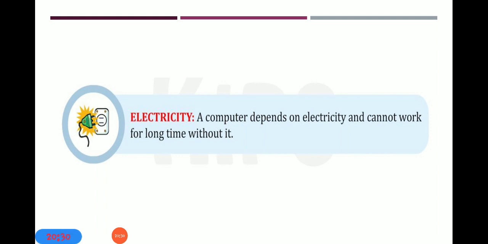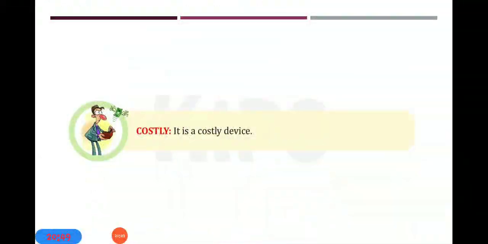Electricity. A computer depends on electricity and cannot work for a long time without it. As soon as the electricity power is cut, the computer will also shut down. So it only depends on electricity, and it cannot work for a long time without electricity. And the fourth disadvantage is costly. It is a costly device. Maximum 30 to 35,000, one computer price is there in a market. Means 30 to 35,000 is very costly, right? So computer is costly, and this is the disadvantage of computer.